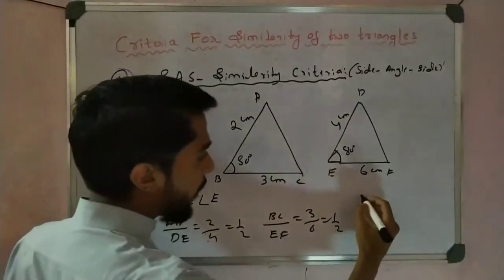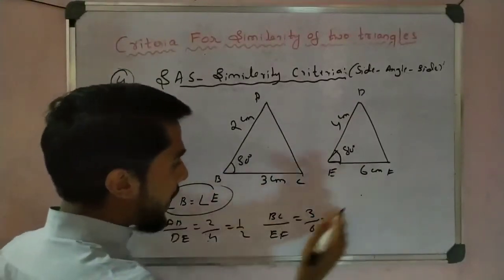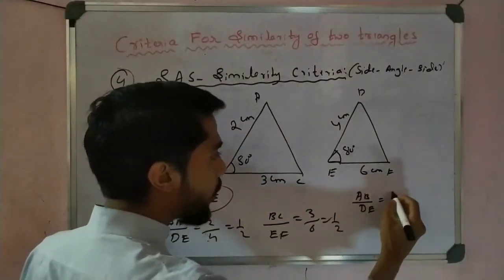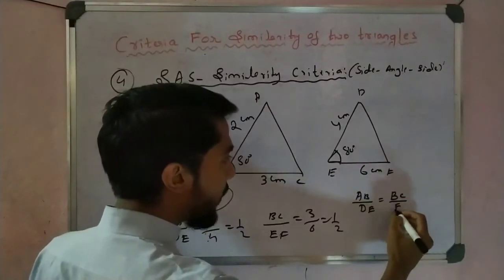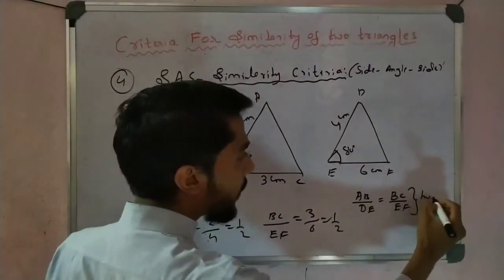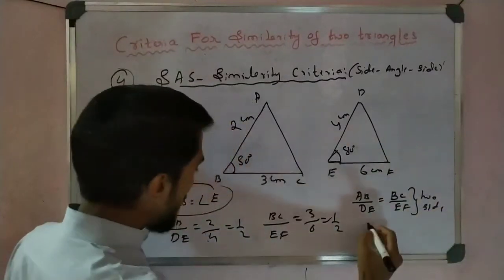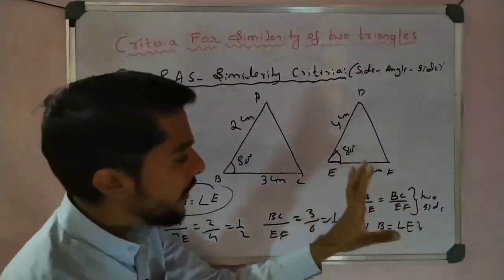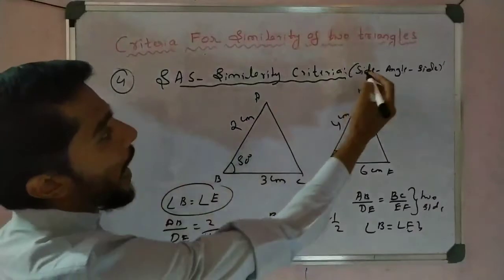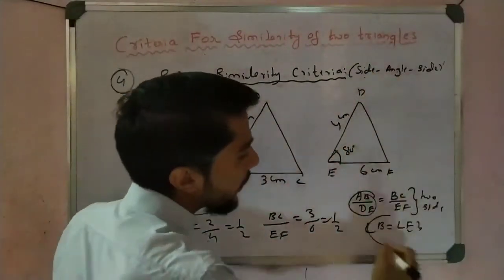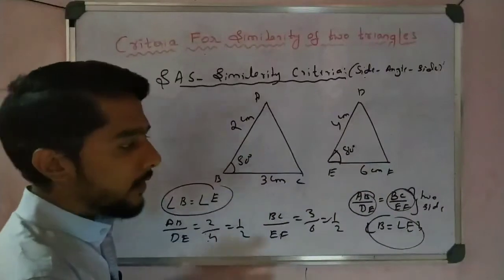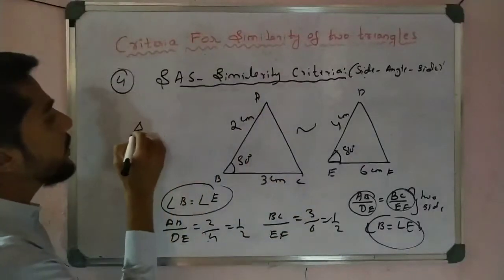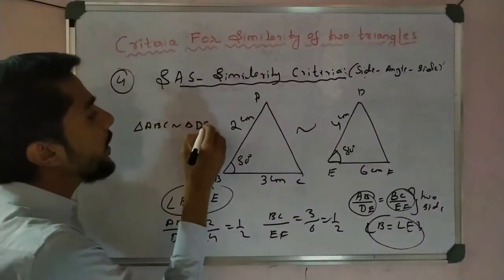Therefore, one angle is equal and the two sides are in proportion. That is, one side ratio AB by DE is equal to the other side ratio BC by EF. So we observe two sides in the same ratio and one angle equal. So what happened here? Side, angle, side. Therefore, by using the SAS criteria, where the angles are equal and two sides are proportional, we say that triangle ABC is similar to triangle DEF.